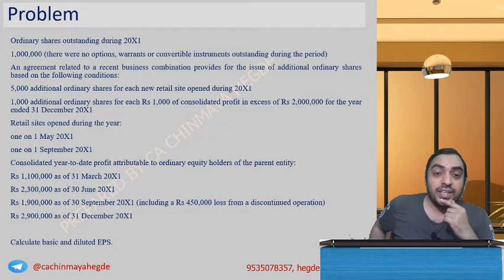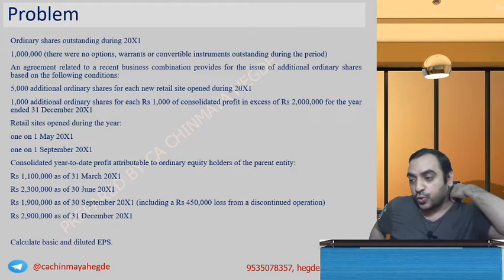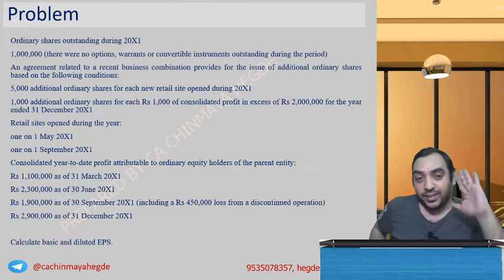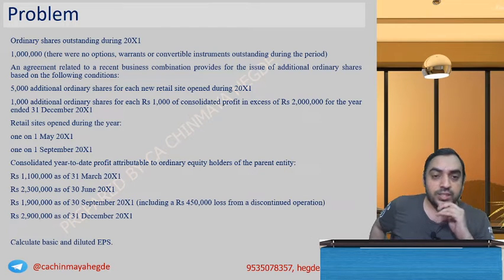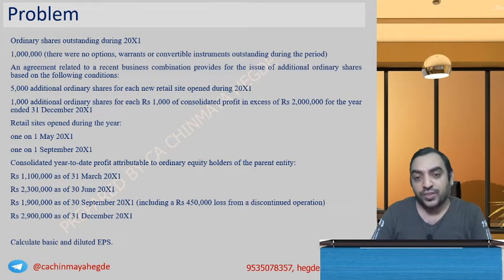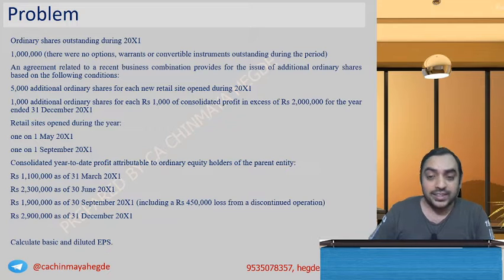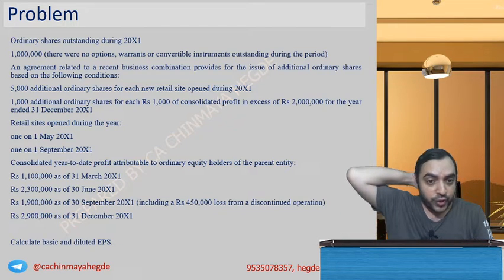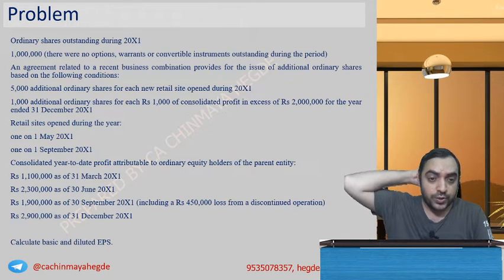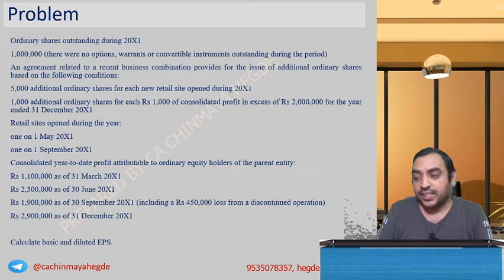An agreement related to a recent business combination provides for the issue of additional ordinary shares based on the following conditions. 5,000 additional ordinary shares for each new retail store opened during 2001. One retail store opened, you get 5,000 shares free. 1,000 additional shares for each 1,000 of consolidated profit in excess of 2 million for the year ended 31st December 2001. So there are two contingencies here.